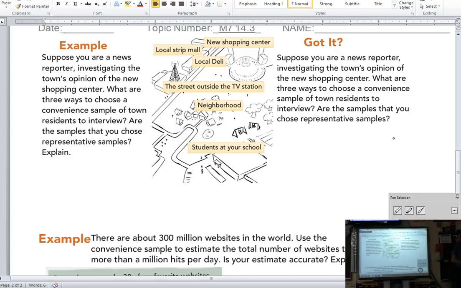So, suppose you're a news reporter, and you are investigating the town's opinion on the new shopping center. So this is your question, the opinion on the new shopping center. Like, we could have gone around a couple years ago and asked people their opinion on the new Walmart that was going in, because that was a big deal that Dublin allowed a Walmart to come in.